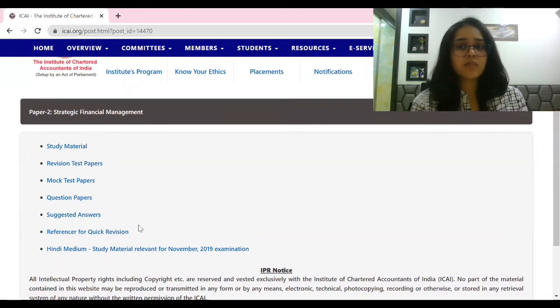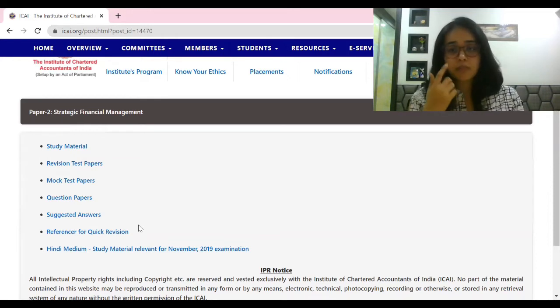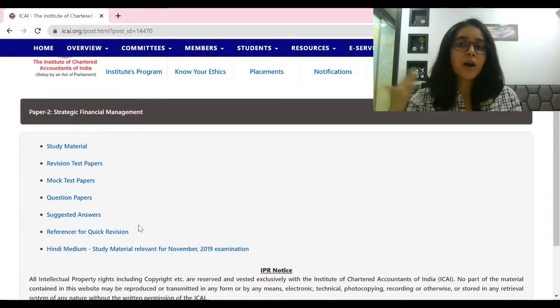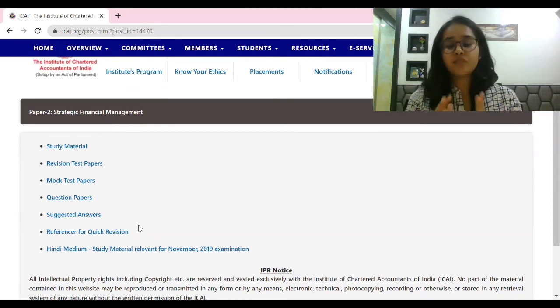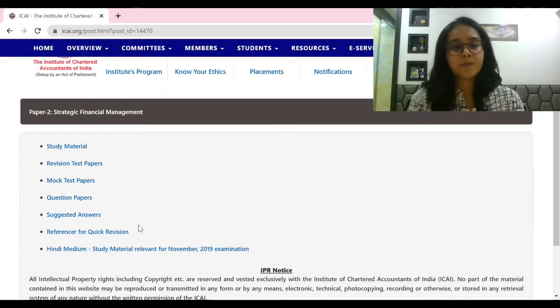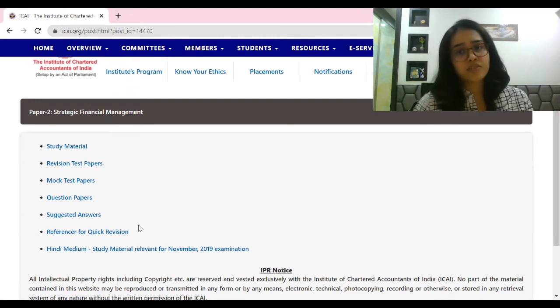There is one additional point that I would like to say for strategic financial management: should you do past practice manuals? So before the new course, the old course actually had some practice manuals, which was a compilation of a lot of questions for practice. Now, earlier, the ICAI module did not have a lot of questions, so it was advisable that you do the practice manuals for strategic financial management.